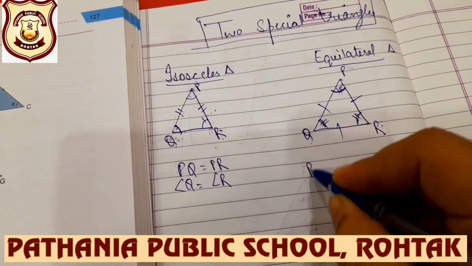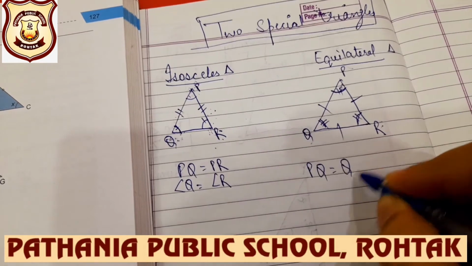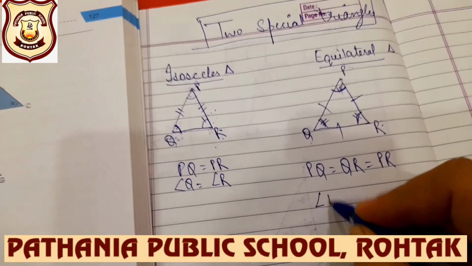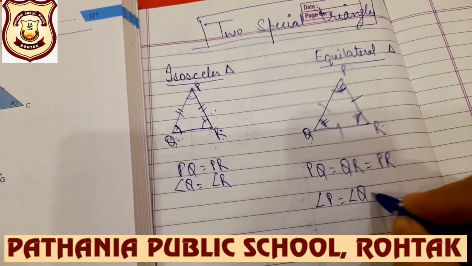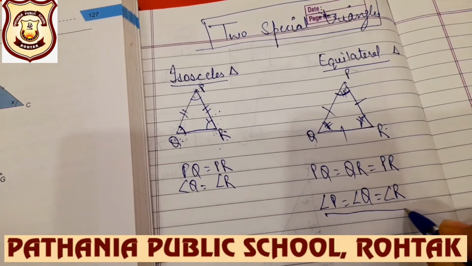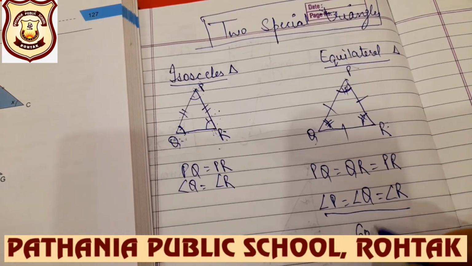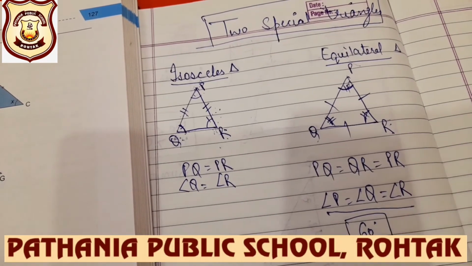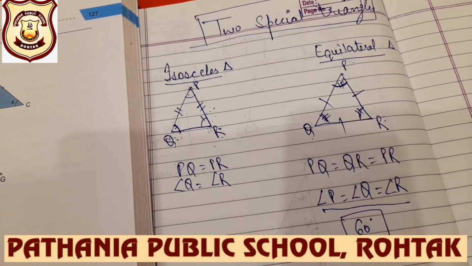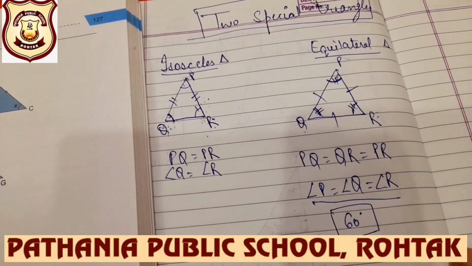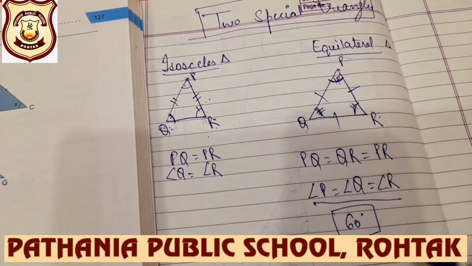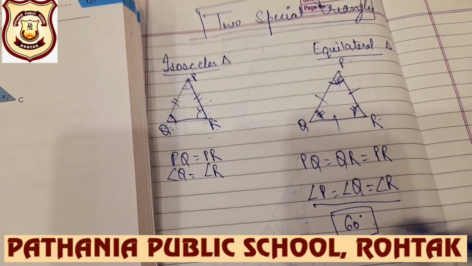So I am writing here PQ is equal to QR is equal to PR. Also angle P is equal to angle Q is equal to angle R, and each angle measures 60 degrees, because we know the ASP, that is the angle sum property, the sum of the angles of a triangle is 180, and if these three are equal, then all will measure 60 degrees.